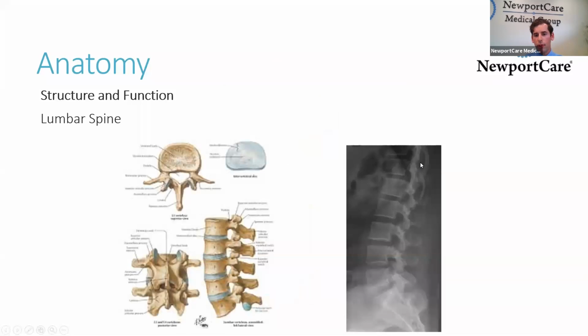Here is a normal lumbar spine x-ray just for comparison. Again, we see nice alignment of the vertebral bodies, and we can see the nice neuroforamen windows that allow, again, for those nerves to run down.